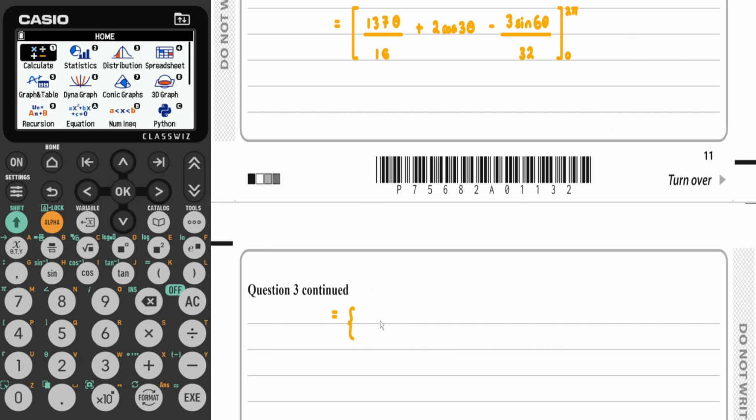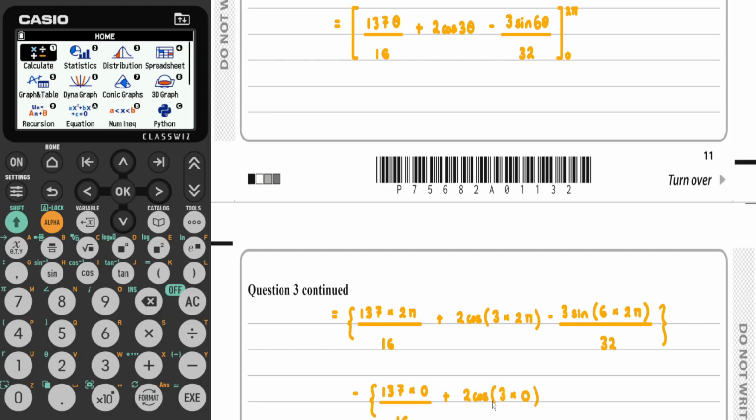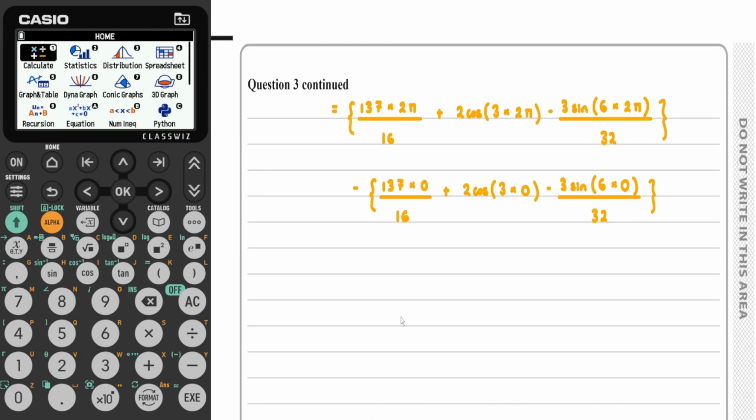Substituting in our upper limit, we've got 137 times 2 pi over 16 plus 2 cos of 3 times 2 pi, subtract 3 sine of 6 times 2 pi over 32. For our lower limit, we've got 137 times 0 over 16 plus 2 cos of 3 times 0, subtract 3 sine of 6 times 0 over 32. And therefore we end up with 137 pi over 8.